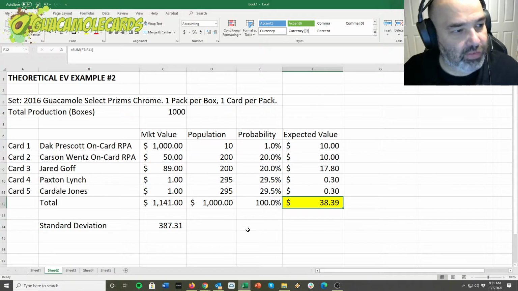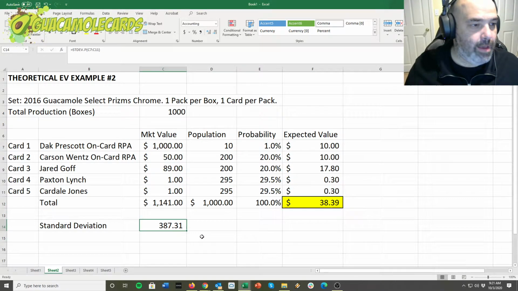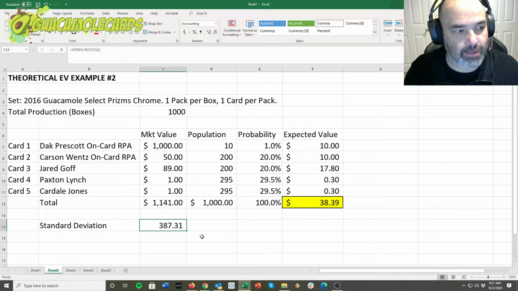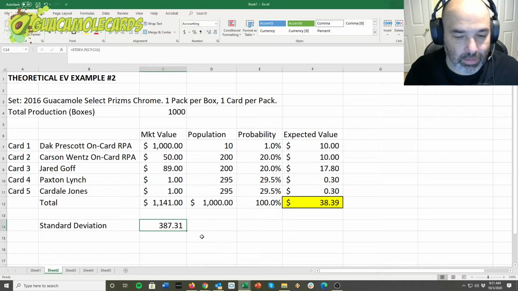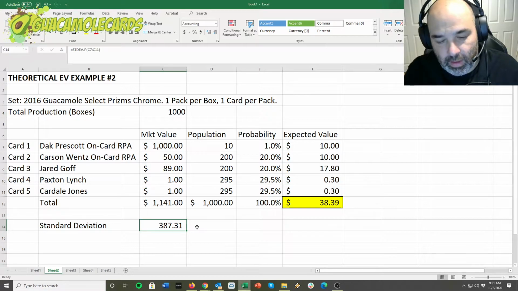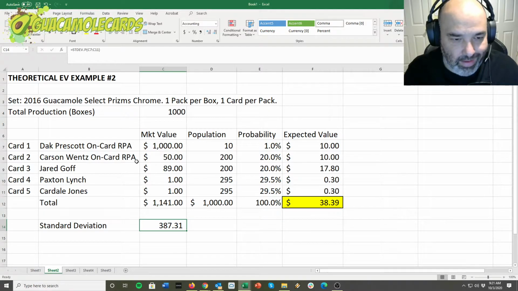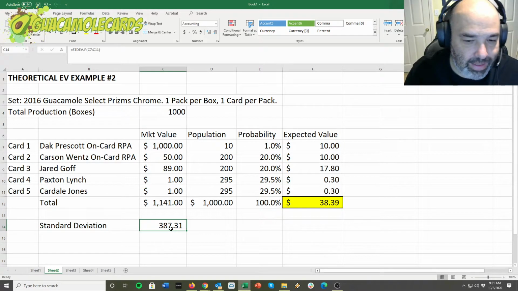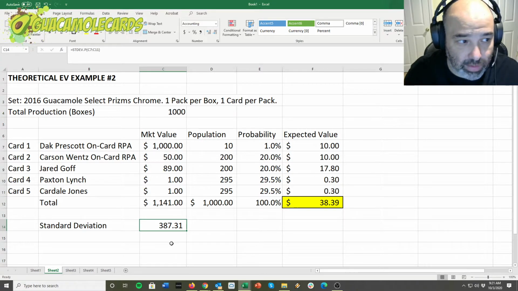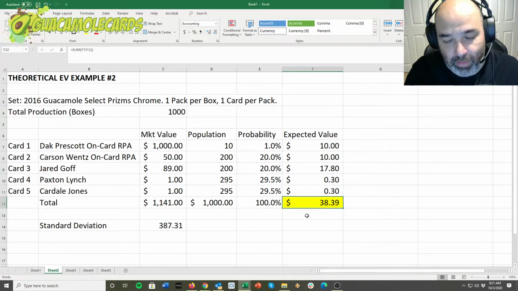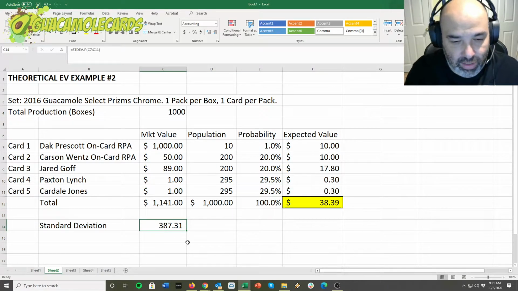$38.39. Now you see here I have standard deviation on the bottom. Without getting into a lesson on statistics, standard deviation is a measure of the variability. So one standard deviation means that 66% of the outcomes are going to be within this range. An example like this, all you need to know is the higher the standard deviation, the higher the risk. So remember, $38.39 is the expected value of this set, standard deviation is 387. That's all you need to know.